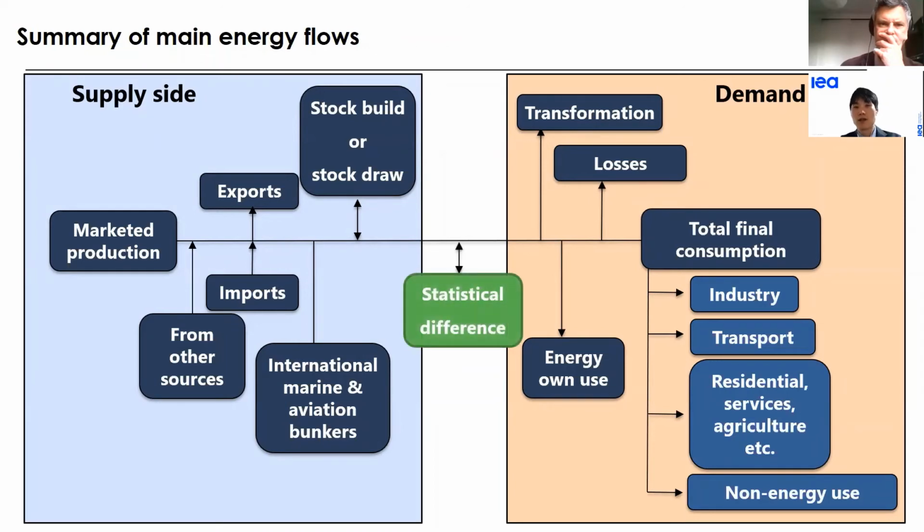And obviously, if the reporting sources are different, then there should be a statistical difference. It is very natural to have a statistical difference, but at the same time, it is the key indicator to tell us if the quality of energy data is good or bad. If the statistical difference shows a plus or minus, then we can identify which energy data is missing, either on the supply side or the demand side.